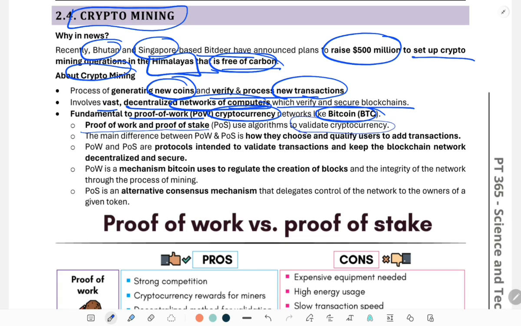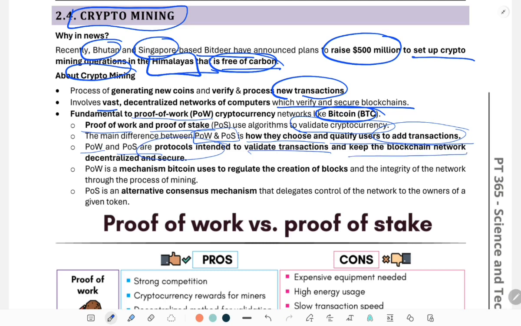The main difference between POW and POS is how they choose and qualify the users to add transactions. Proof of work and proof of stake, that is POW and POS, are protocols intended to validate the transactions and keep the blockchain network decentralized and secure.